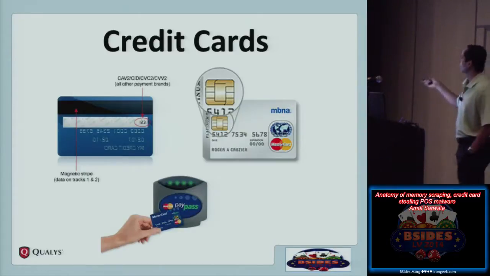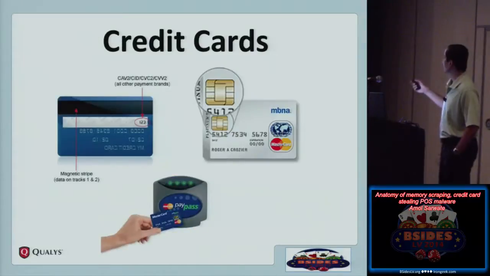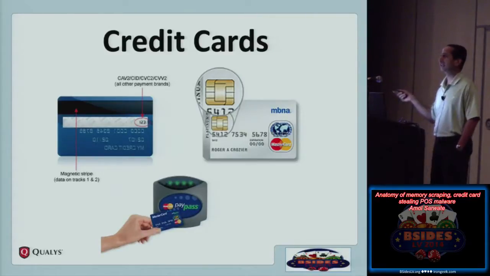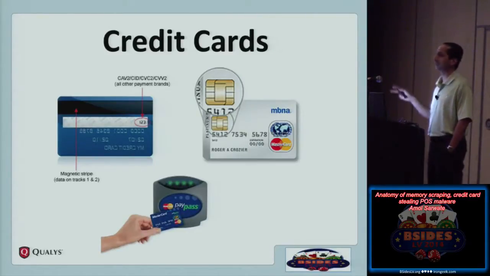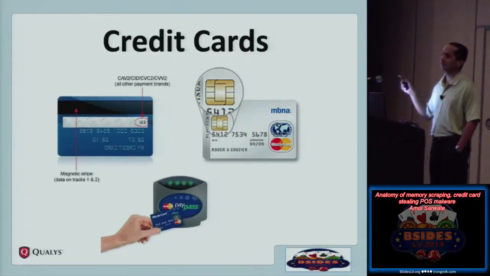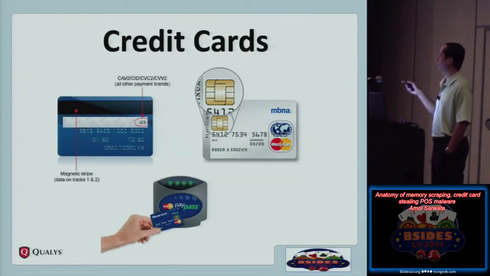So on the first card, if you see, there is this CVV on the back side of the card, and I want to make this clear right from the get-go: there are two CVV numbers. So there is this one CVV number, which is the card verification number, which is on the magnetic stripe.